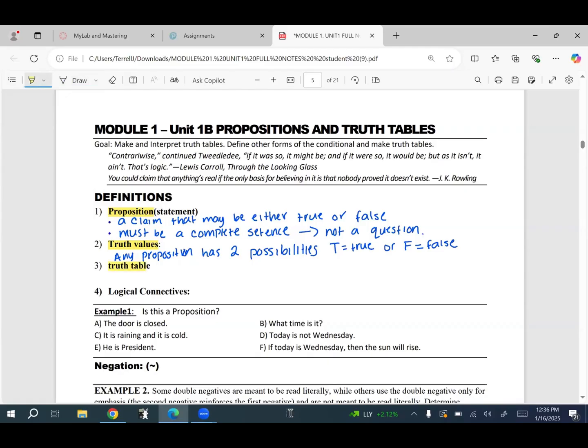The truth table, that's what we're going to end up doing today. We're going to construct truth tables. I'm just going to define it like this, and we'll go into detail on it later on. But it's a table with all the possible truth values for a proposition.